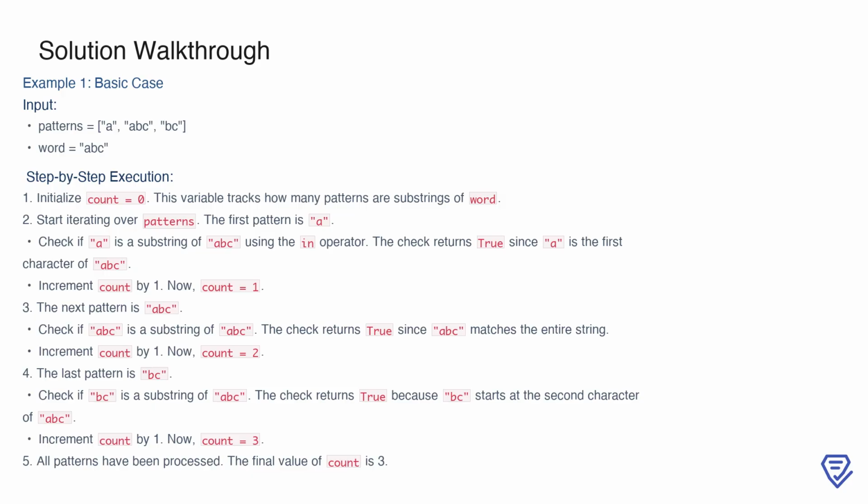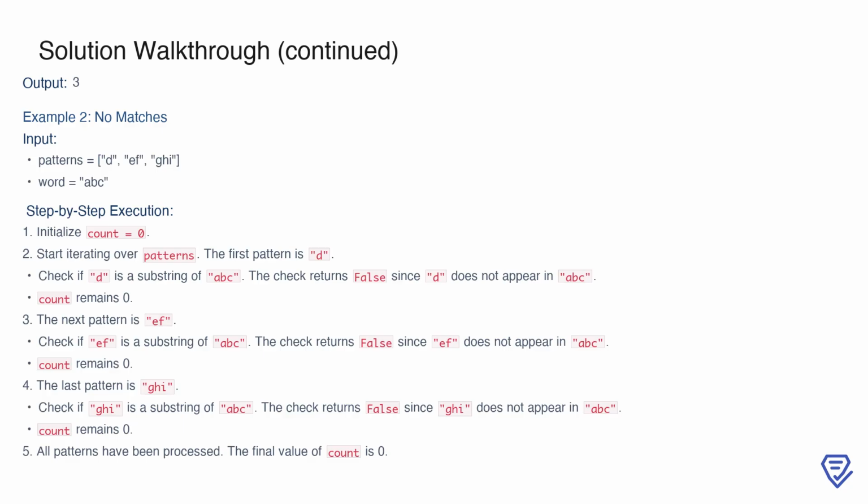Next, we check the pattern abc. Using the same approach, we see that abc matches the entire word, so the check is true again. We increment count to 2. Finally, we check the pattern bc. Since bc starts at the second character of abc, the check returns true, and we increment count to 3. At this point, we've processed all patterns, and the final value of count is 3. The output for the first example is 3, as all 3 patterns appear as substrings of the word.